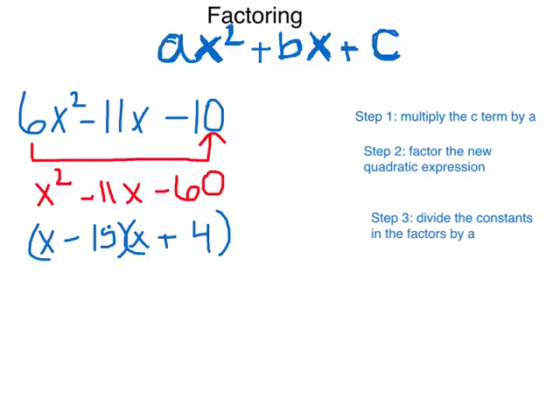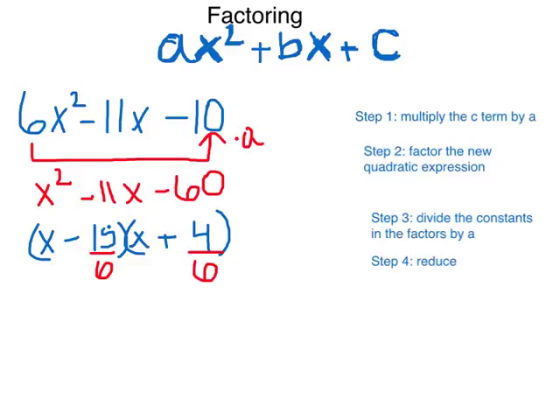So step 3 would be to take this a that we multiplied by in the very first step, and we're going to divide by those values here. I multiplied by 6, so I'm going to divide each of those factors by 6.